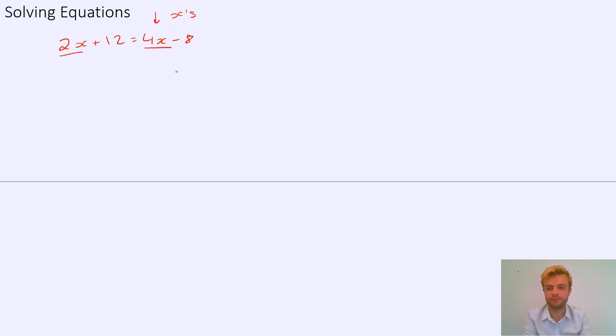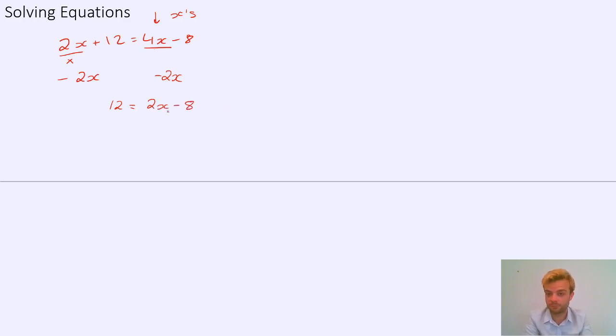But we want all our x's to be on this side, which means we want to get rid of this 2x here. And we do that by taking away 2x, and that will just get rid of it. But as with every time we're solving equations like this, if we do something to one side, we have to do it to the other side as well to make sure it stays equal. So on the left-hand side, we have 2x plus 12 minus 2x. That just leaves us with 12. And on the right-hand side, we have 4x minus 8 minus 2x. The 2x subtracted from the 4x leaves us with 2x, and the 8 stays the same.